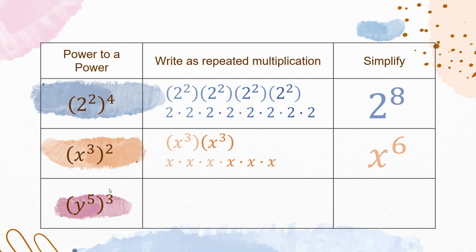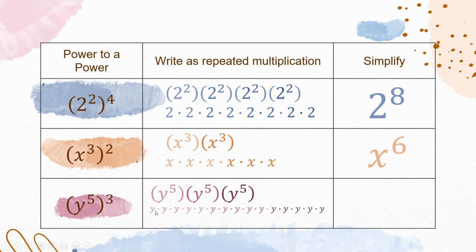Okay, so for me, what I'm going to do first, I'm going to write it out as a repeated multiplication. I'm going to write my base out times itself 3 times: y to the fifth times y to the fifth times y to the fifth. And then, of course, I can split those bases up again because now I have a base of just y raised to an exponent of 5.